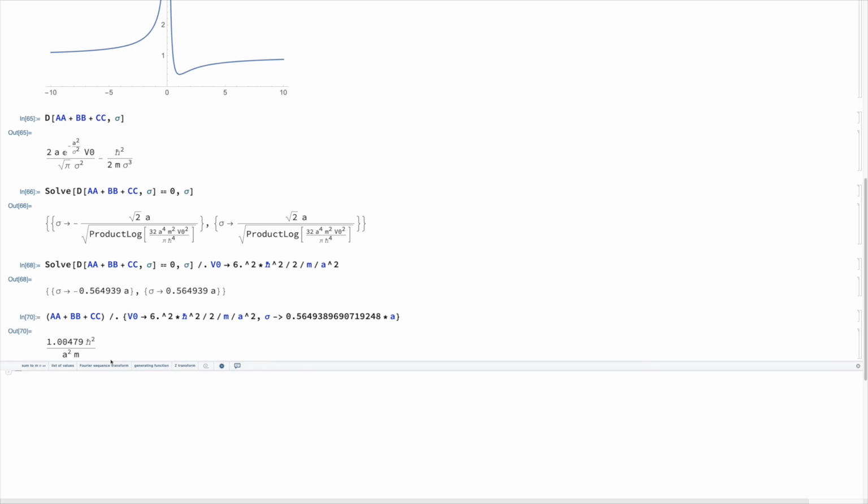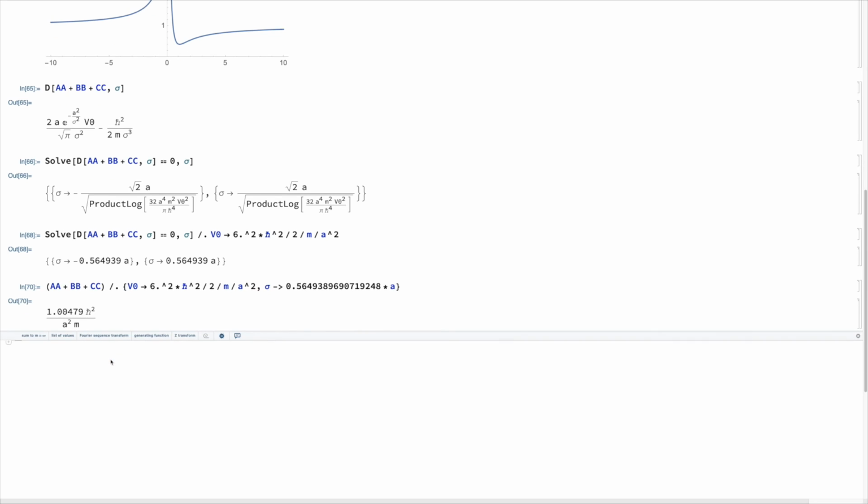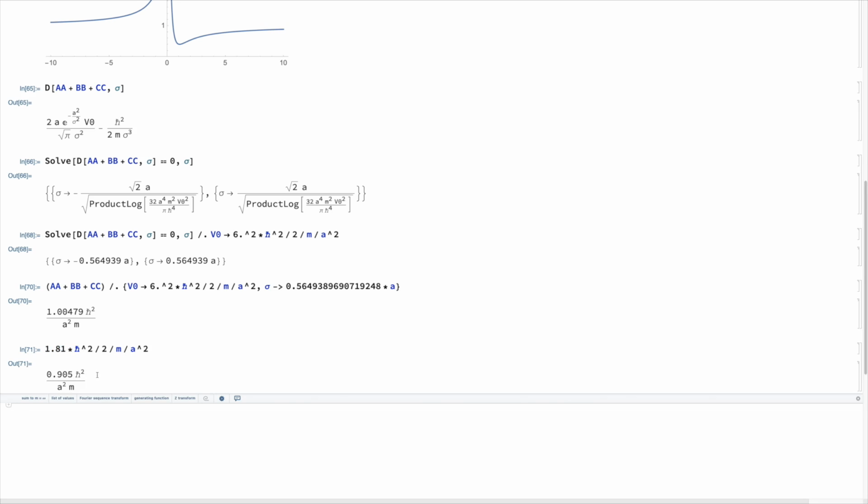Well, I almost do, except again, it's got that V naught in it. So we're going to make this same substitution for V naught that I had here. And let's see if this will work for me. And I get 1.00497 h bar squared over 2ma squared. Okay. That has the right units. But is it what the book gets? Or does it do a good job estimating the ground state? Well, the book gets 1.81 times h bar squared over 2ma squared, which is 0.905.